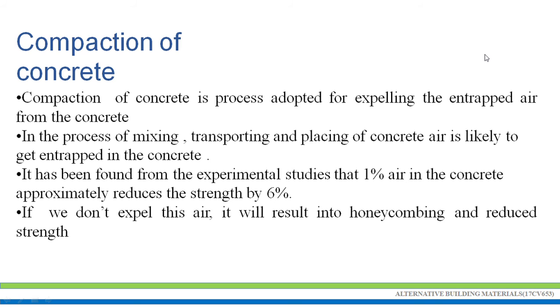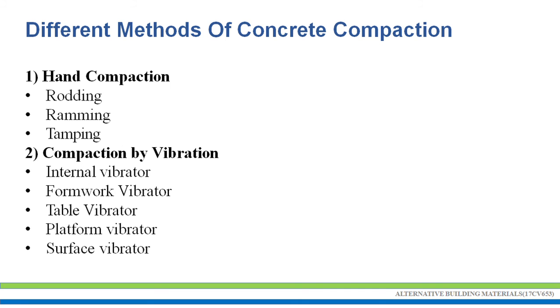So in the process of mixing, transporting and placing concrete, air is likely to get entrapped in the concrete. But while doing the compaction, it should expel the entrapped air from the concrete. So as per the experimental studies, 1% of air in the concrete approximately reduces the strength by 6%. Therefore, we have to remove the air from the concrete. Otherwise, it will result in honeycombing and it will reduce the strength.